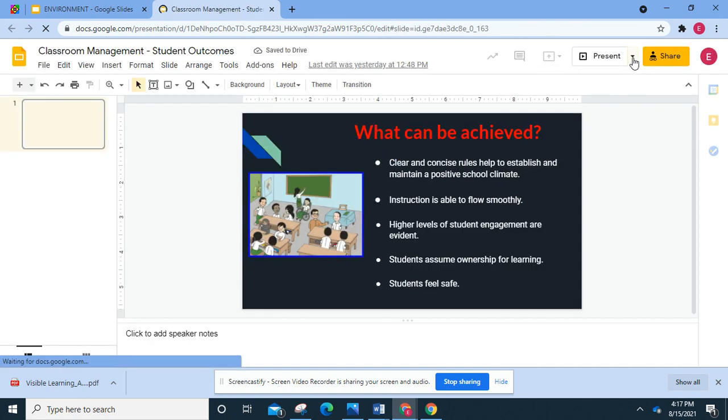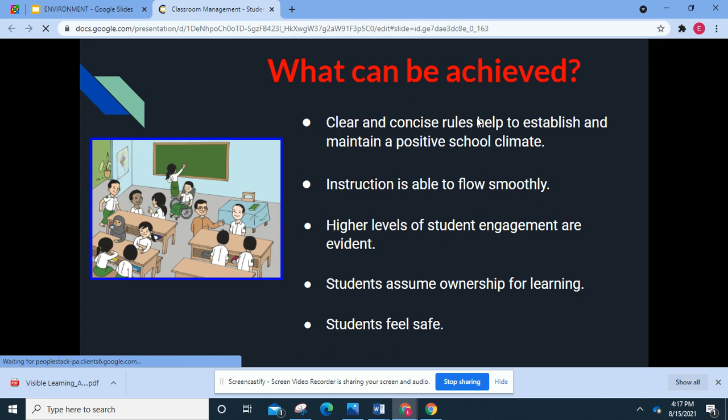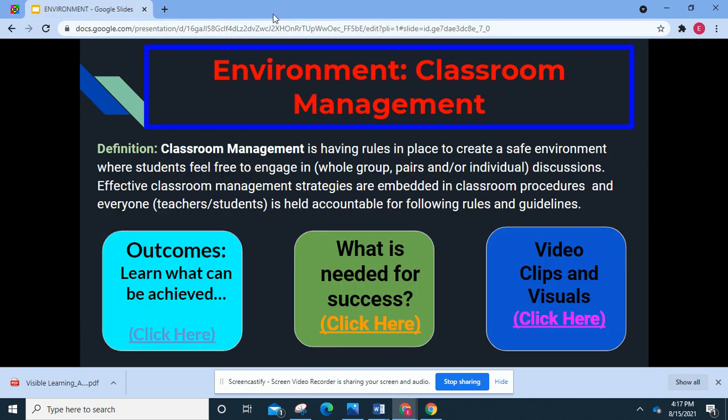What happens, or what can be achieved, when classroom management strategies are effectively implemented in a classroom? Clear and concise rules help to establish and maintain a positive school climate. Instruction is able to flow smoothly. Higher levels of student engagement are evident. Students assume ownership for learning, and students feel safe.